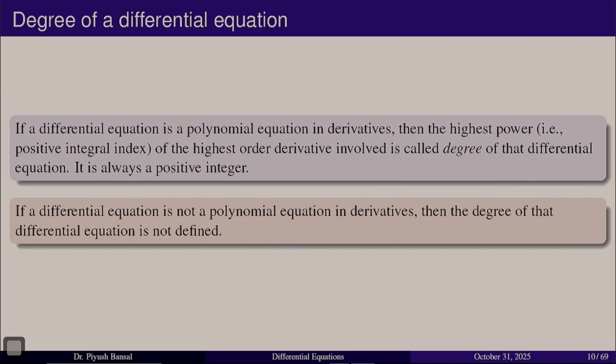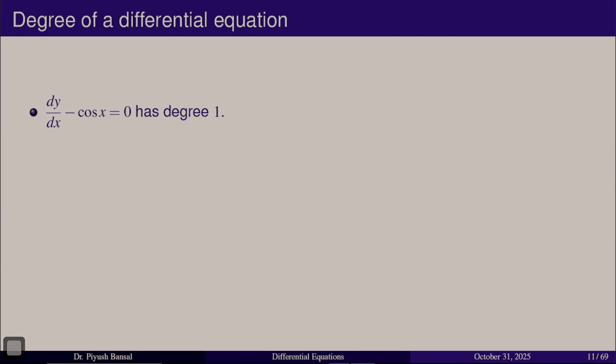So, order is always defined, but degree may not be defined. So, if a differential equation is not a polynomial equation, then the degree of that differential equation will not be defined. Like in this first example, again dy by dx minus cos x equal to 0. So, this has the first order derivative, highest order derivative is dy by dx, and the power of dy by dx is 1. This is a polynomial equation in dy by dx derivative. So, this will have degree 1.